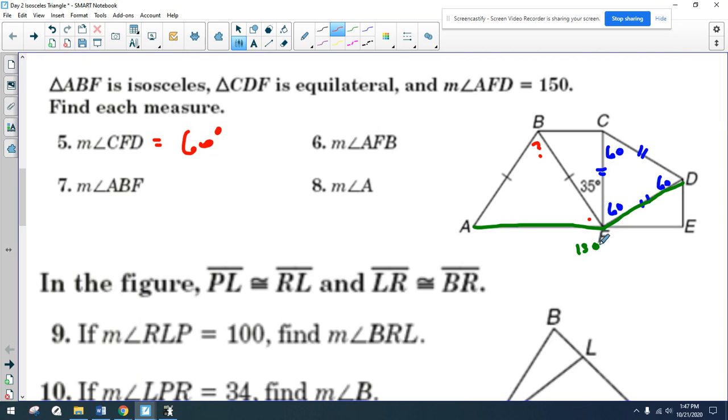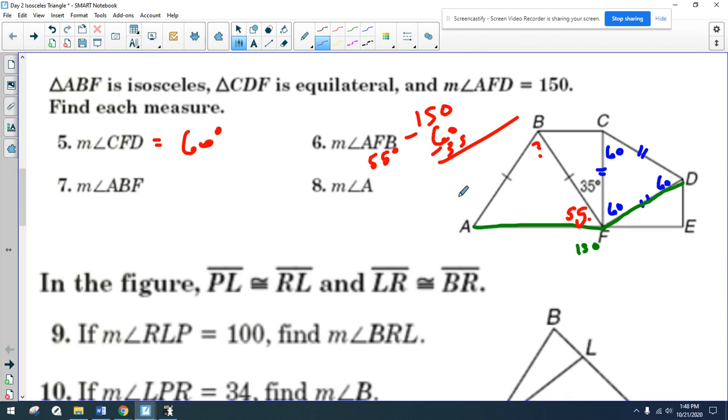The way I'm going to find that is I'm going to use the green angle because the green angle is 150. So if I take away this part and this part, I'll be left with the one I want. So I'm going to take the 150, subtract the 60 and the 35, and that's going to leave me with 55. Okay, so now that I have that one, I can find number 7.